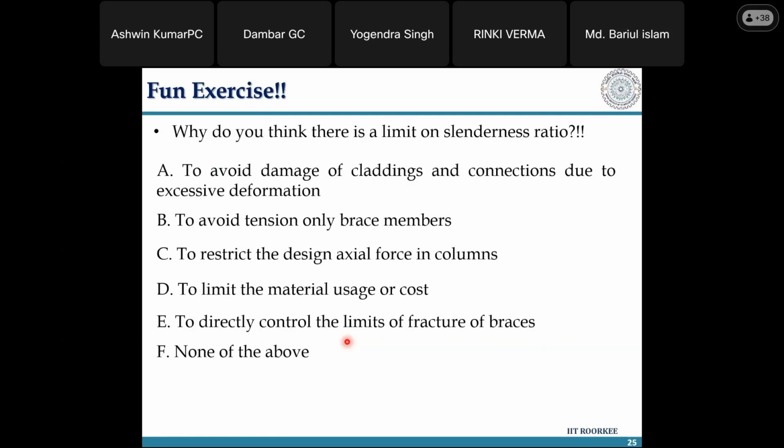To avoid damage of the cladding and connection, maybe, but even for a low slenderness ratio to undergo lateral deformation of 5%, the member also undergoes 200 mm. So that is not the main thing. To avoid tension-only braces is the answer. Rest are, when the slides come to you, you can go through them and think on it more, right?